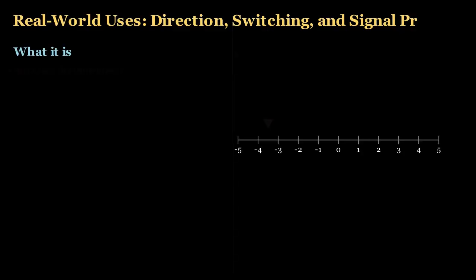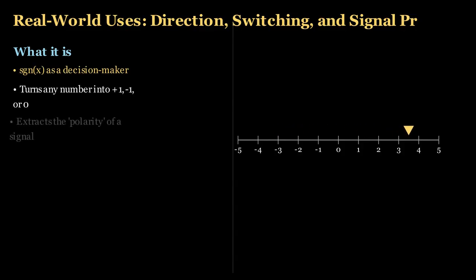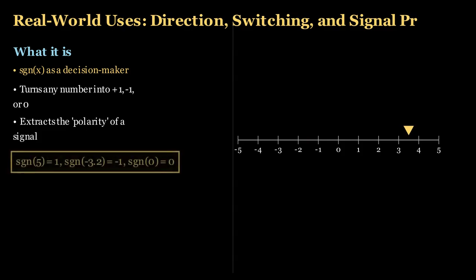We already know the signum function, Sgn of x, gives us the sign of a number. But think of it less as a math fact and more as a tiny decision maker. You feed it any number, or a speed, a voltage, a temperature difference, and it instantly tells you which of three camps that number belongs to: positive, negative, or exactly 0. It strips away the size and keeps only the direction, or what engineers call the polarity. So Sgn of 5 is 1, Sgn of -3.2 is -1, and Sgn of 0 is 0. It's a compass that points only forward, backward, or to still.